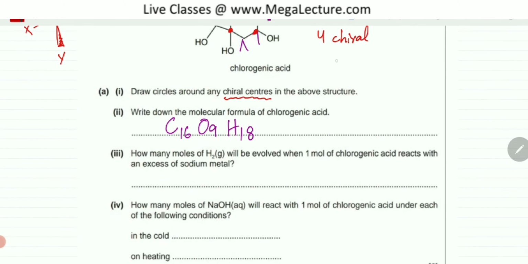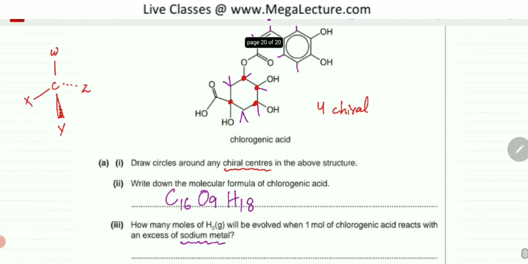And the next part is how many moles of H2 will be evolved when 1 mole of chlorogenic acid reacts with an excess of sodium metal. So he's trying to react this entire thing with sodium metal.